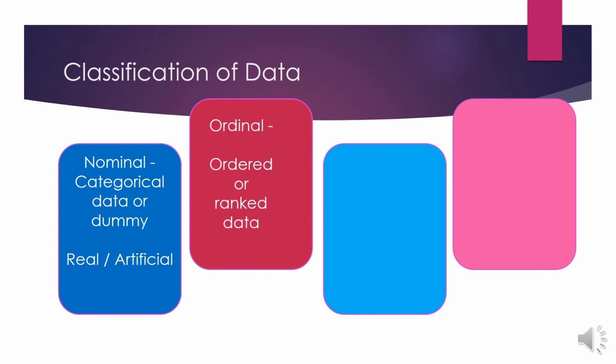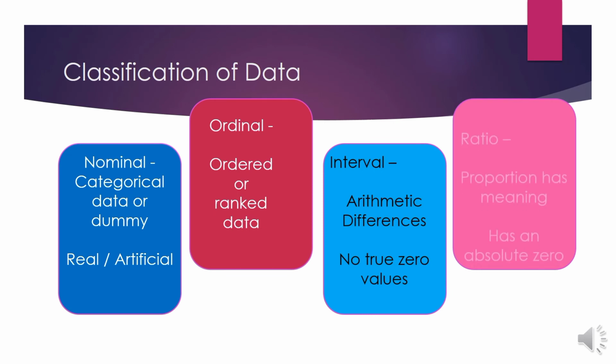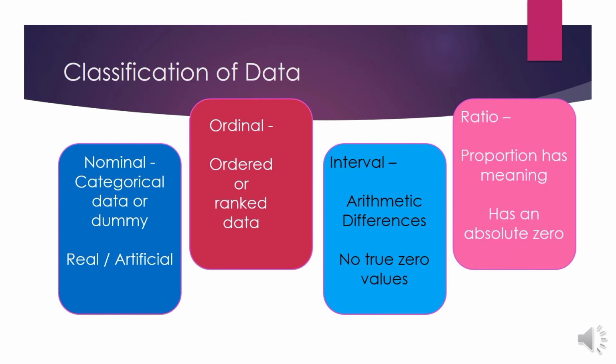Ordinal, ordered or ranked data. Ranking. Interval, arithmetic differences, no true zero values. Example, your grade. Ratio, proportion has meaning, has an absolute zero.